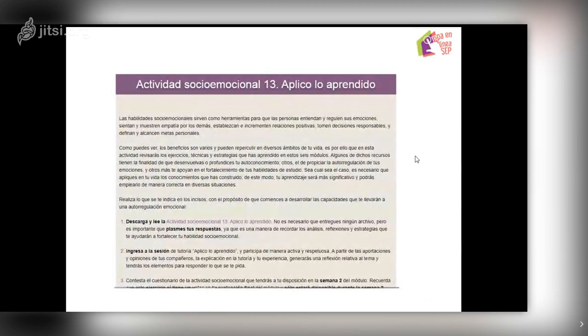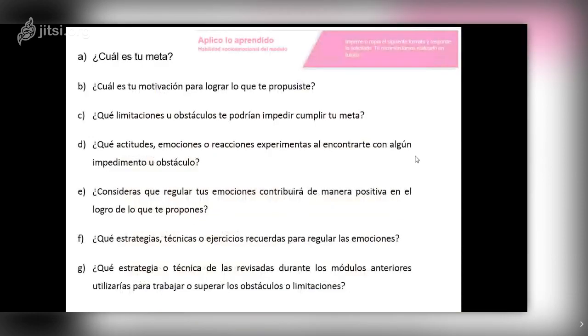And finally, we have activity 13, a social-emotional activity. I apply what I learned. In number 1, you have to download the activity and read the link. This is in purple text as a link. And the format is like this, okay? I wrote some examples of the questions. You have to answer them, okay? You don't have to send it, not yet, until the second week. You are going to share this information with your orientator, okay?